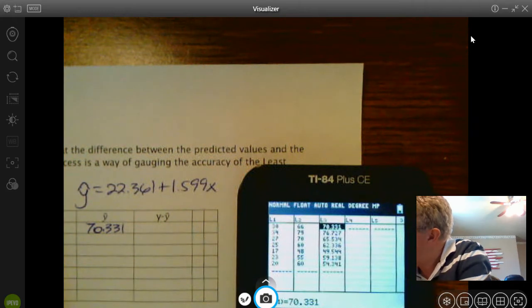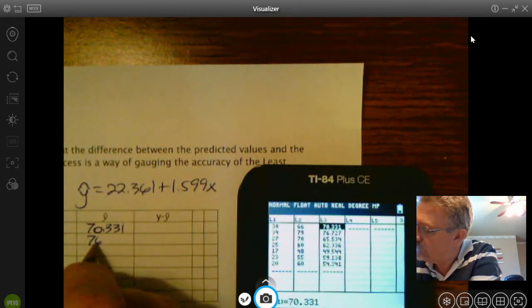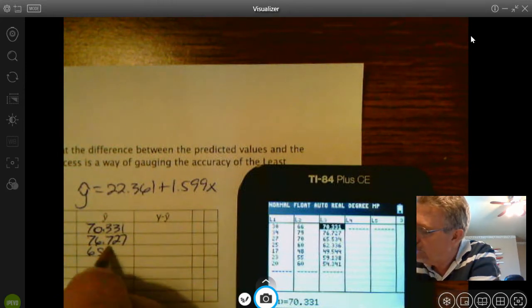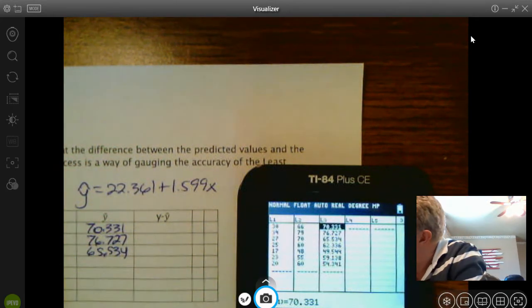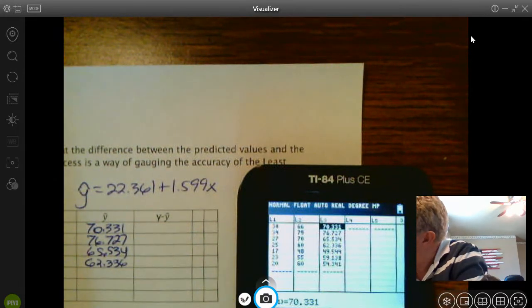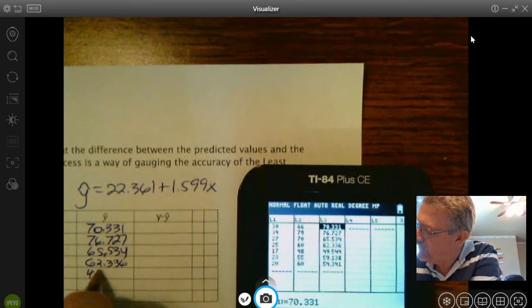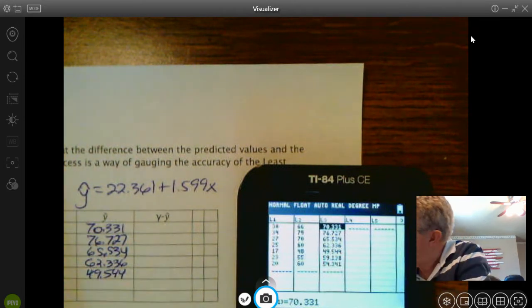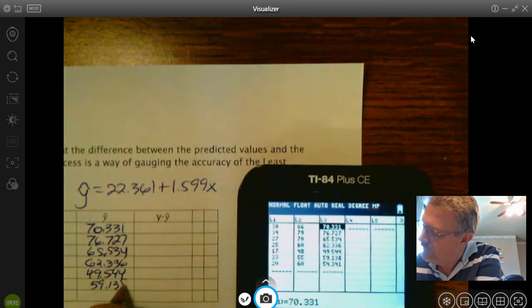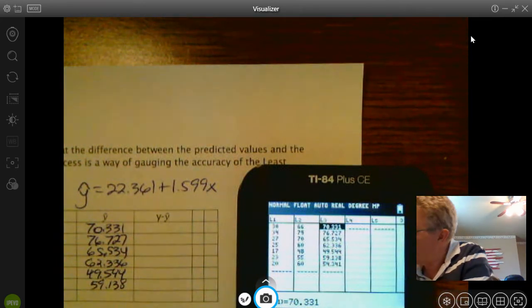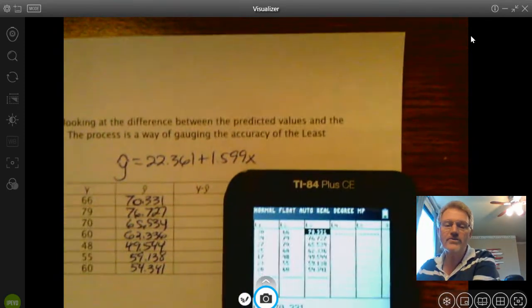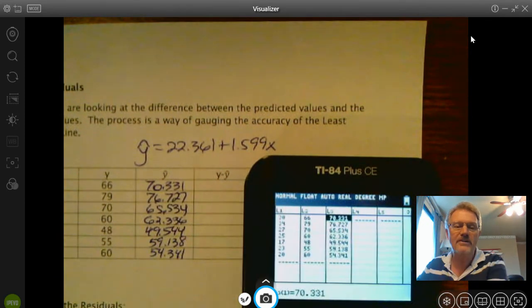70.331, 76.727, 65.534, 62.336, 49.544, 59.138, and 54.341. Okay, so y hat, those are my predicted values.